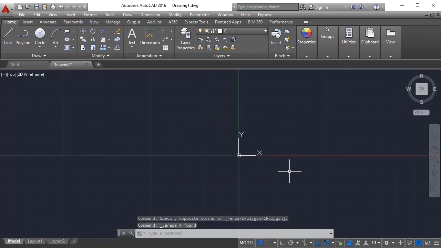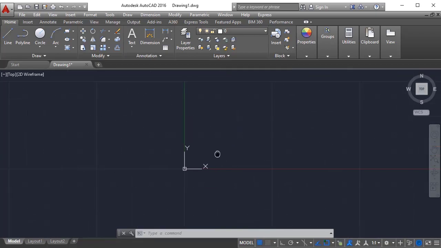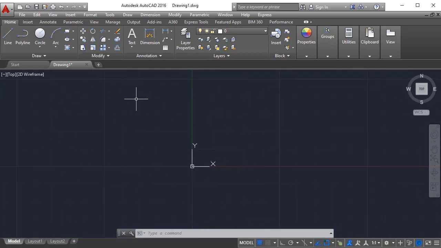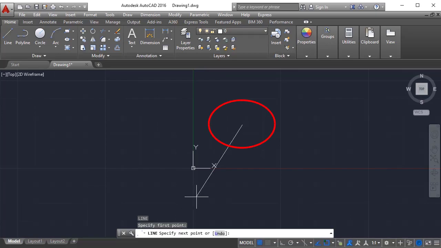And the second one will be the rectangular coordinate system. In this one we also follow the same rules, positive x and positive y, negative x, negative y, but we don't follow the origin. Which means I take the line command, L enter. I specify the point dynamically somewhere at this location. I don't know the location of this point from the origin, but I want to create a line of length 20 exactly in the horizontal direction.